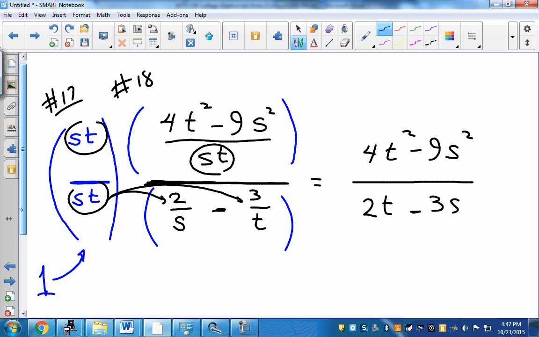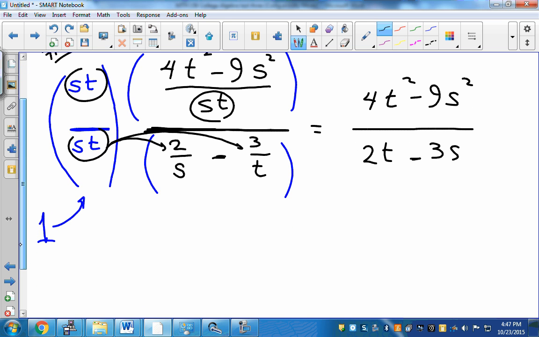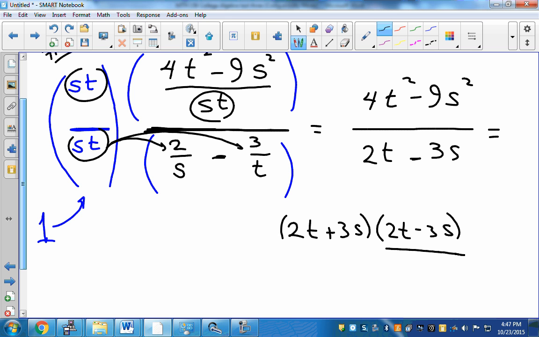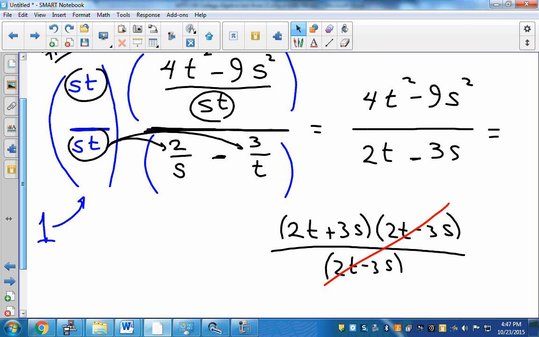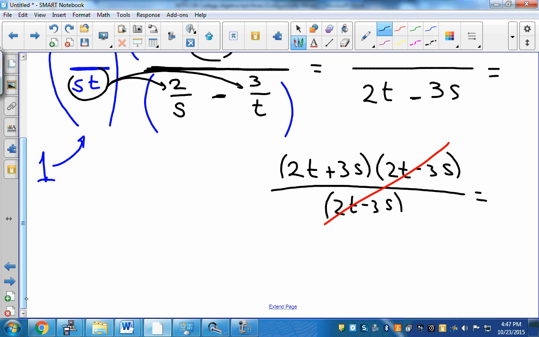You do have the thing cleaned up, but remember we're supposed to reduce as much as possible. So now try factoring. If you look at the numerator, that's a difference of squares. 2t plus 3s, 2t minus 3s for up top, and on the bottom you have 2t minus 3s. So yeah, go ahead and cancel those, and then you're done. Final answer is 2t plus 3s. Okay, so one complex fraction, 7.3.